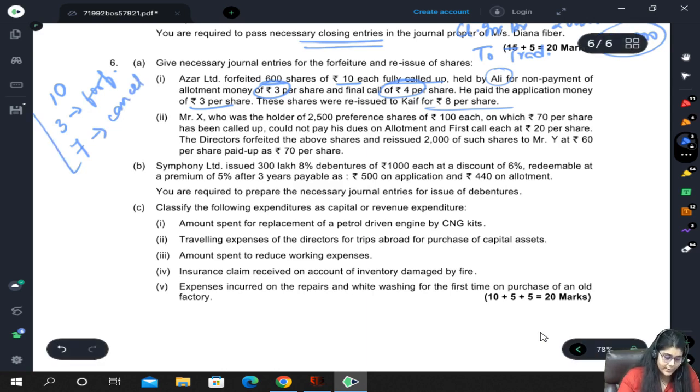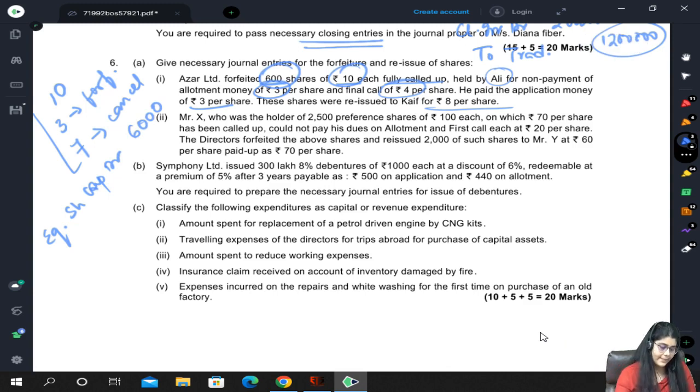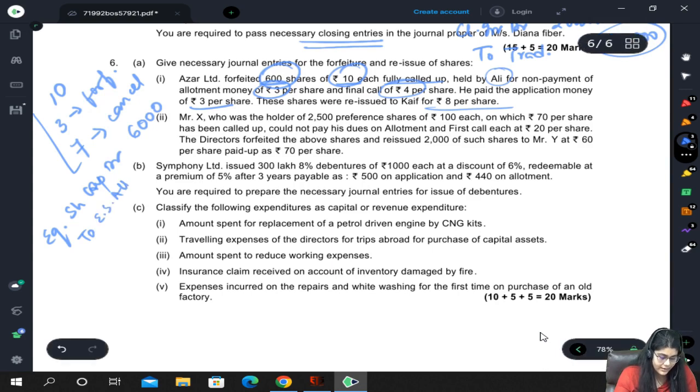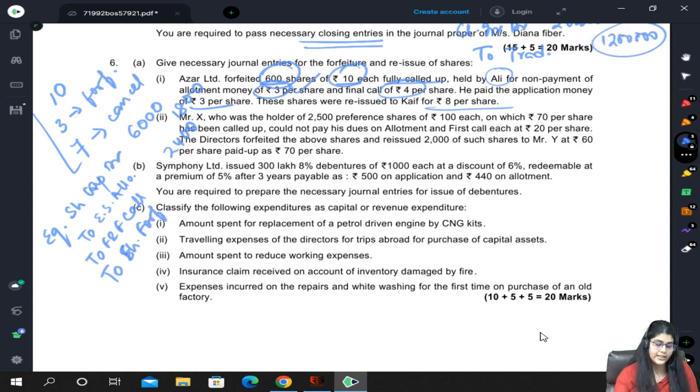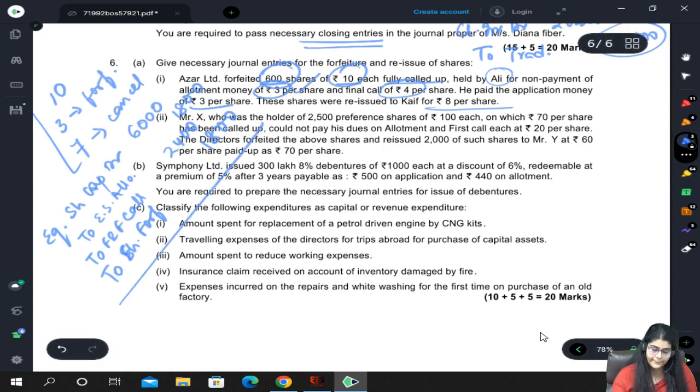So for this, the journal entry to be passed will be equity share capital debit. How much? 600 shares of 10 rupees. So 600 into 10, that is 6,000. And now we will cancel the calls. We will cancel the equity share allotment. That was 3 for 600. So 1,800. We will cancel first and final call of 4 into 600, that is 2,400. And the amount which we received goes to shares forfeiture. We received 3 rupees on 600 shares, that is again 1,800. Okay.